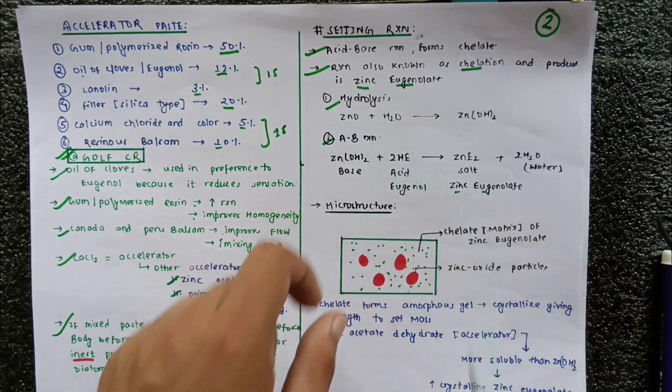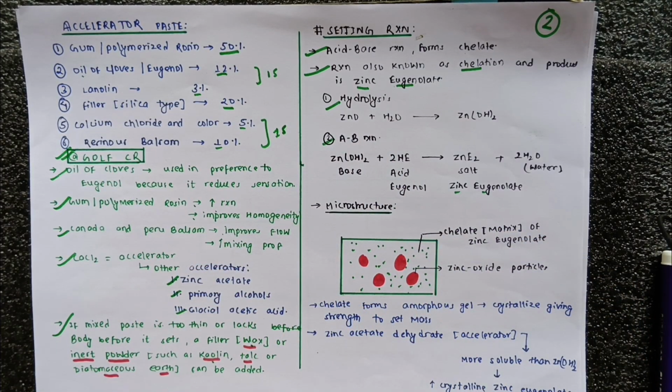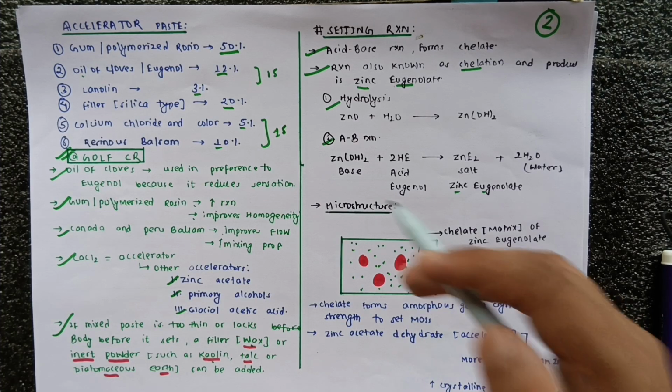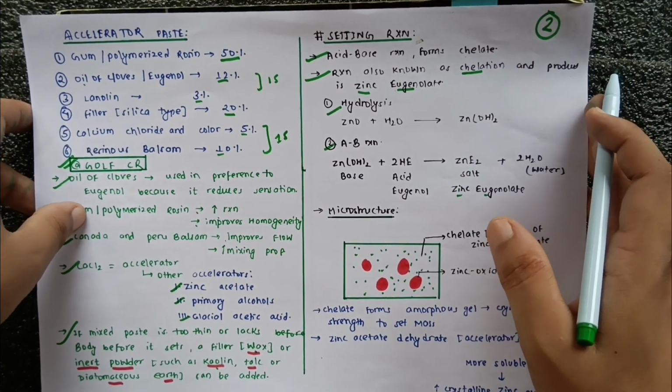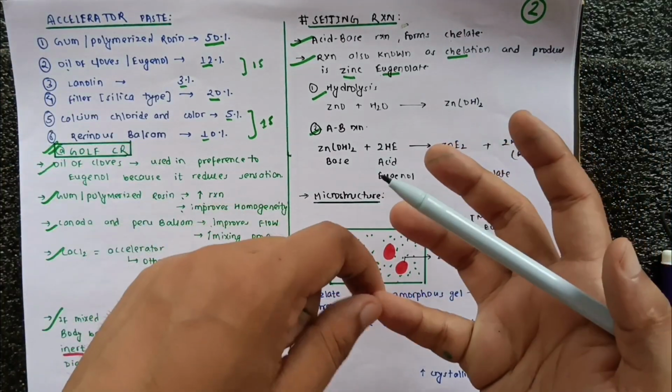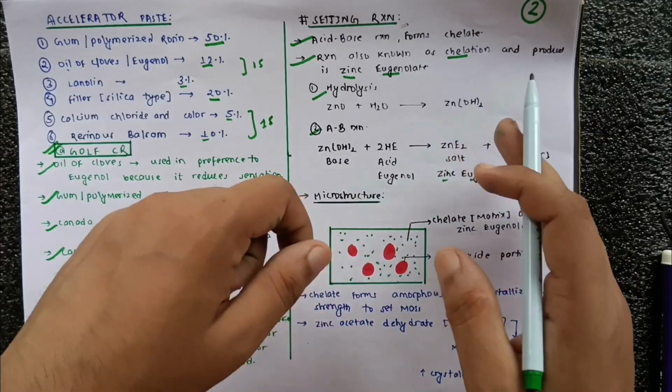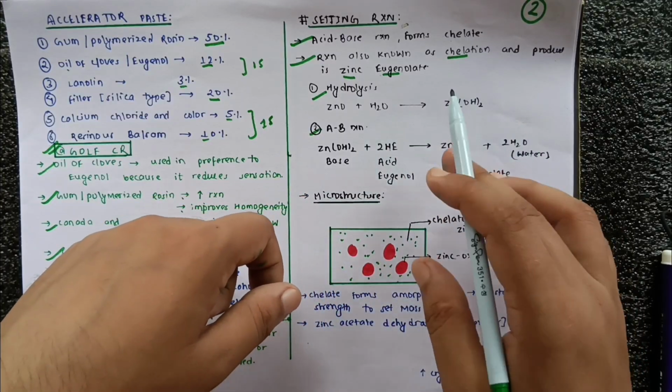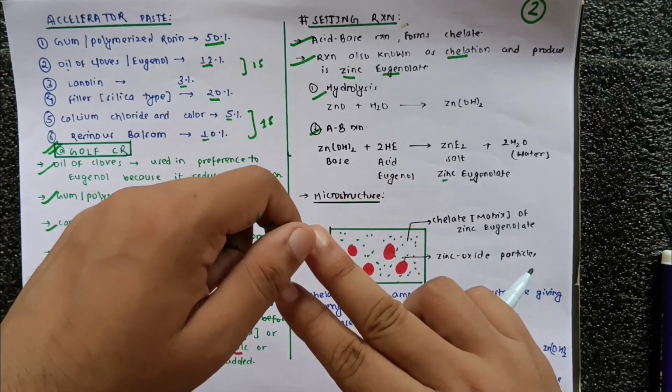So this is one of the important setting reactions in the dental materials subject, not in impression materials. This setting reaction of zinc oxide eugenol and also the setting reaction of alginate are both important in dental materials. They ask these in the exam, in theory as well as in the viva, so you should prepare it well, and it is very easy. First is hydrolysis and the other is the acid-base reaction. Those are the two steps of this setting reaction.